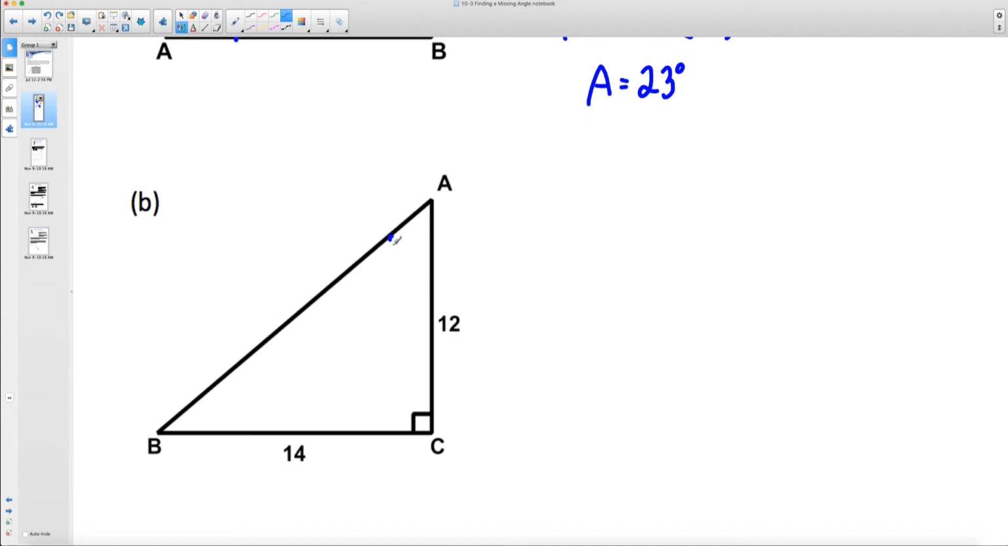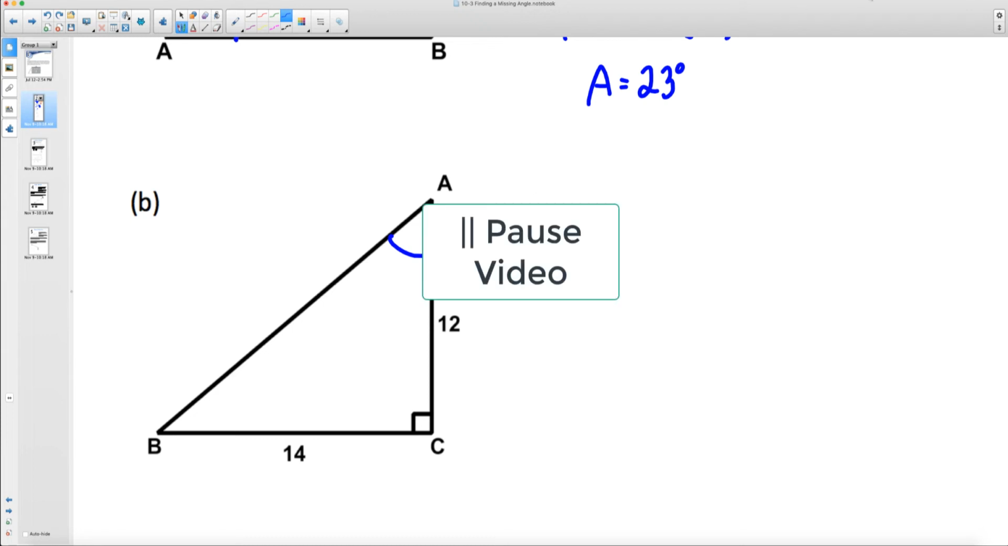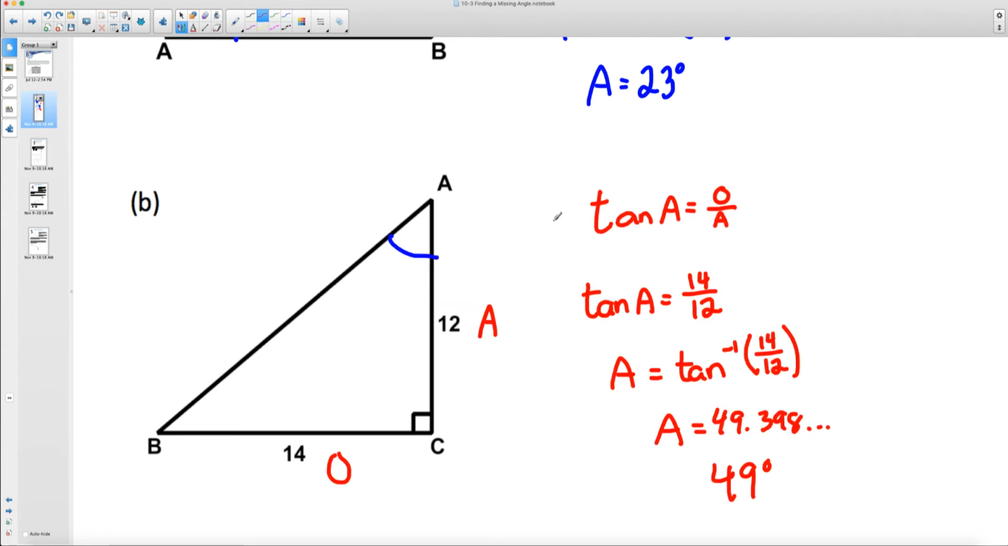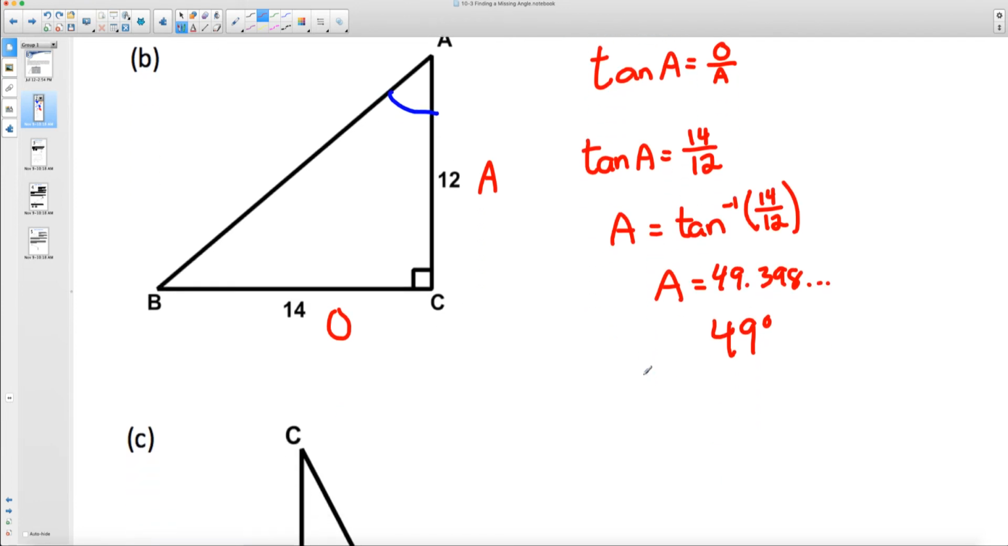Again, we're going to try to solve for angle A. Why don't you pause the video and you try it? Here's the answer to B. We're dealing with opposite and adjacent, so that's tangent. We're solving for an angle. If you're ever solving for an angle, it's always going to be the inverse. When we go ahead and use our calculator, take the inverse, we get approximately 49 degrees.